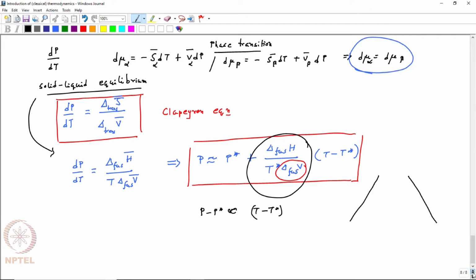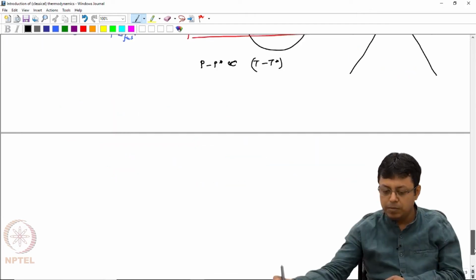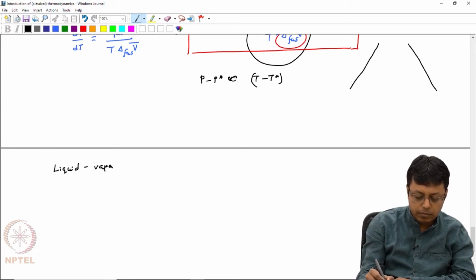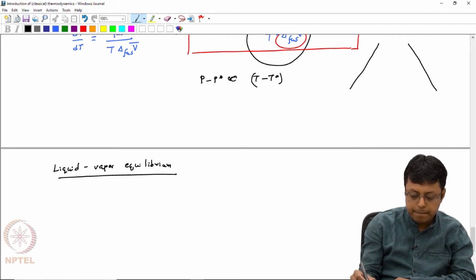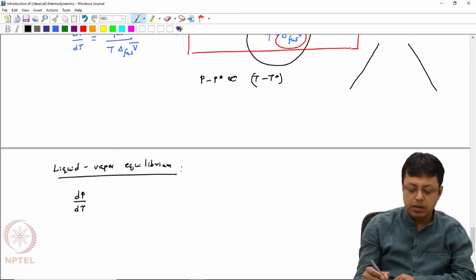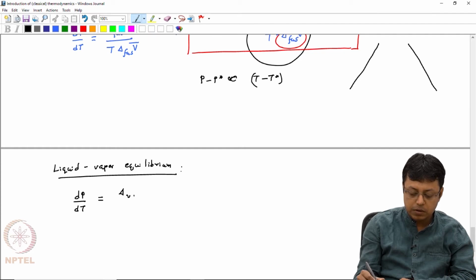The solid-vapor we will not discuss because it will be just like the liquid-vapor equilibrium. For liquid-vapor equilibrium, this slope dP/dT, we can always write it as a transformation, vaporization in this case.